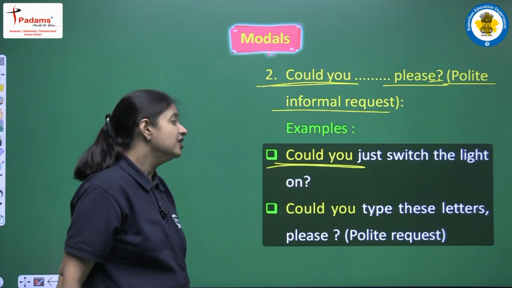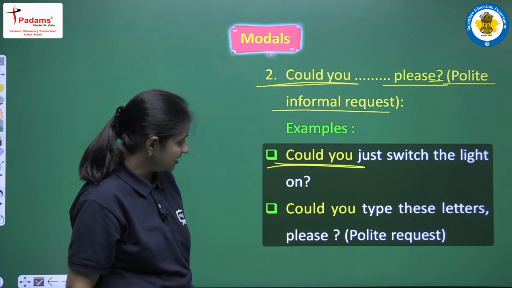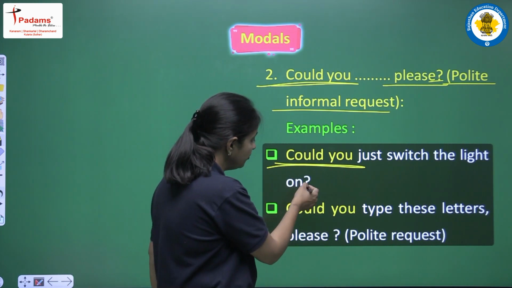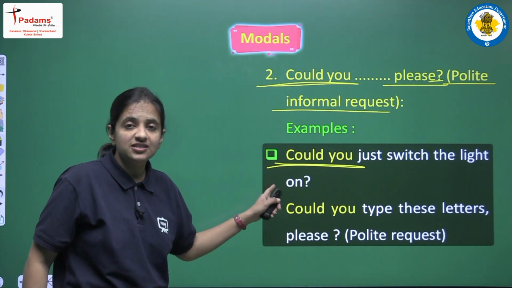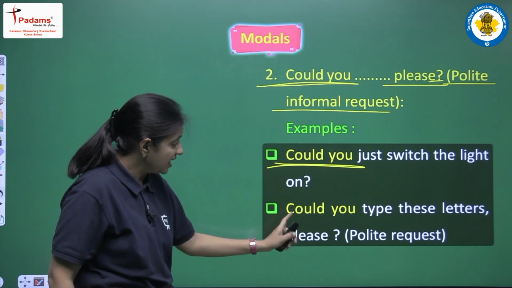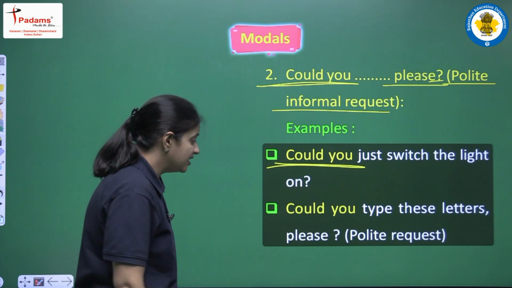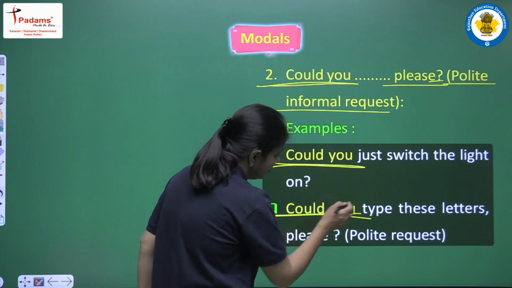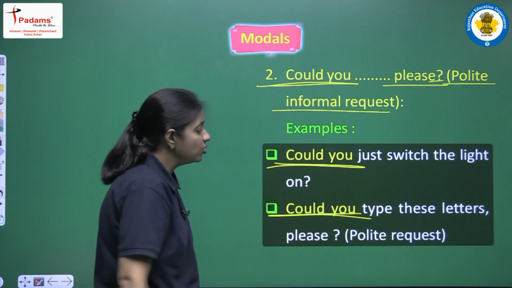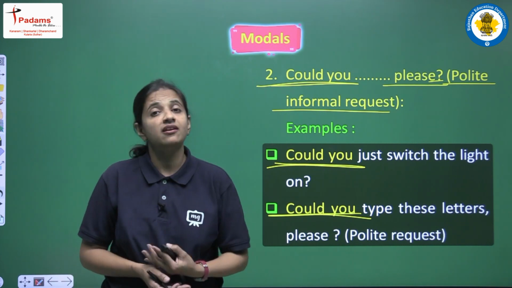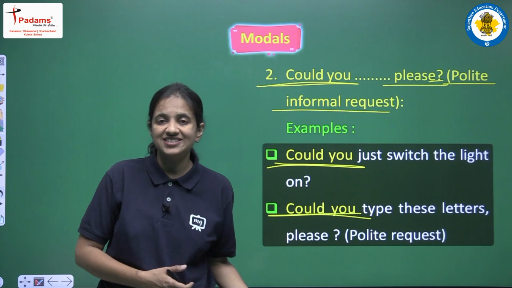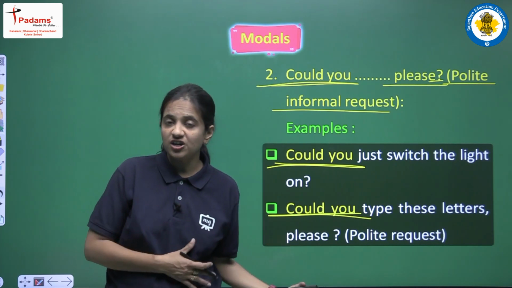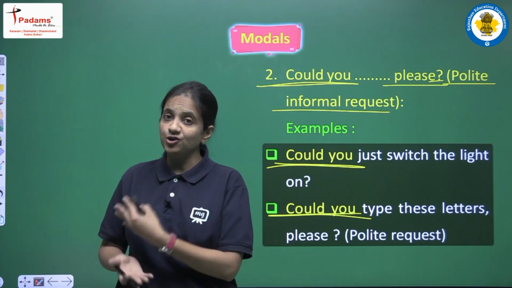Second, we are having, could you type these letters please. So in this sentence also we can have please, and if we are not having please also, then also this is a kind of request. So here also we are having could you, and in this sentence also we are making a polite request. So yes, could you, if the interrogative sentence is there, at the end there is one question mark, and could you is there in the beginning of the sentence.